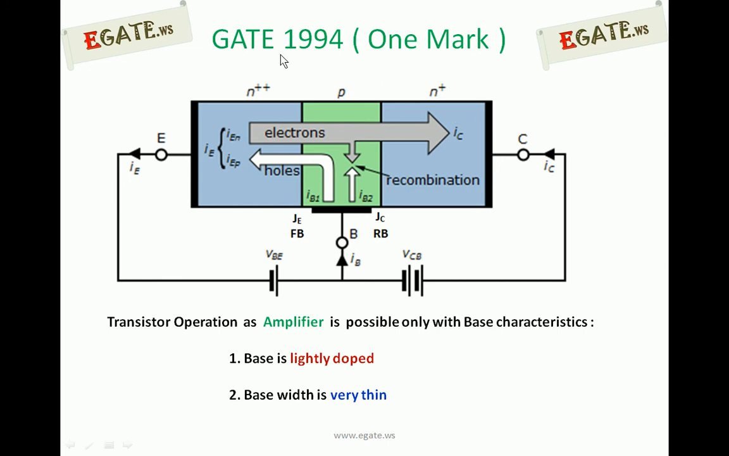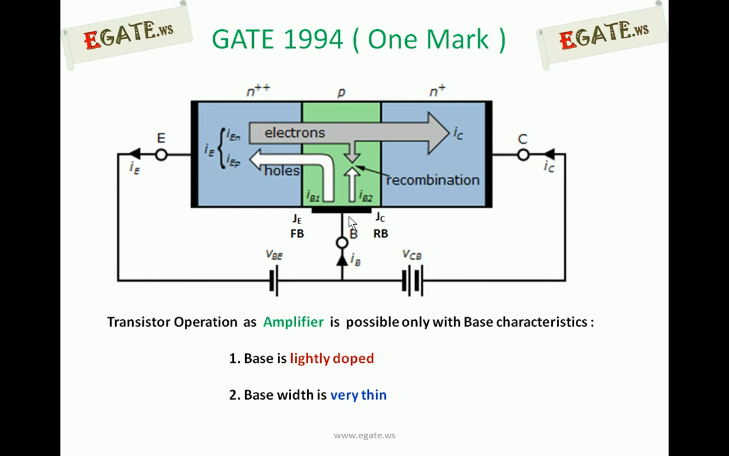That is what is shown in the diagram also: N plus plus, P and N plus. The N plus plus emitter is heavily doped, the N plus collector is moderately doped, and P, with no plus sign, is lightly doped. So lightly doped base, moderately doped collector and heavily doped emitter. The second characteristic of the base is that the base width is very thin, very small, such that the recombinations taking place in the base are reduced.